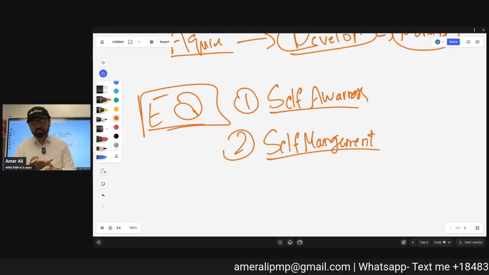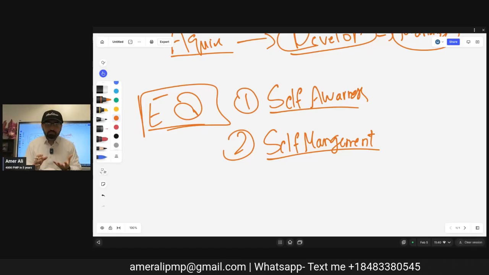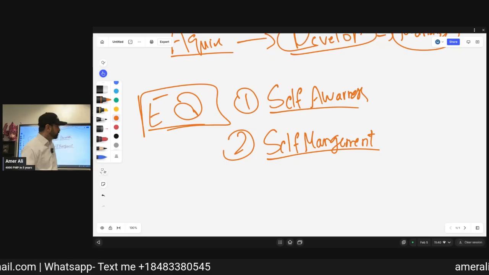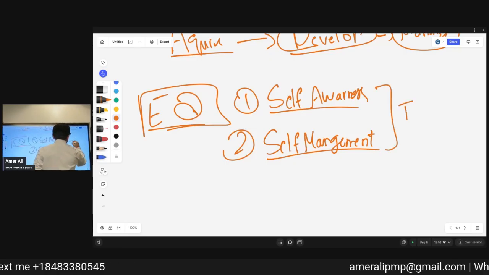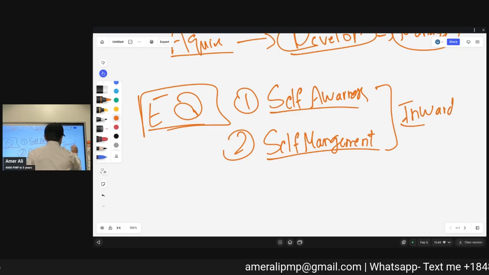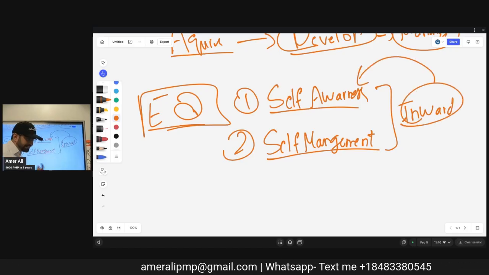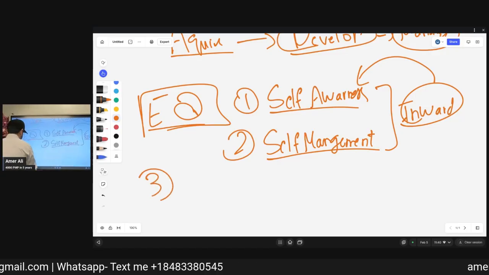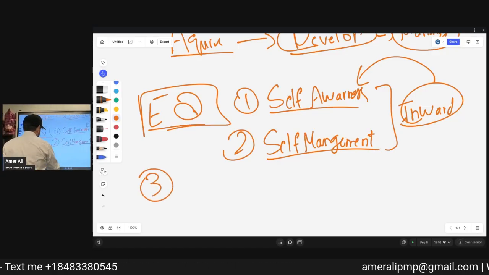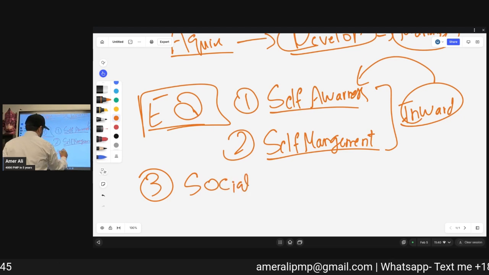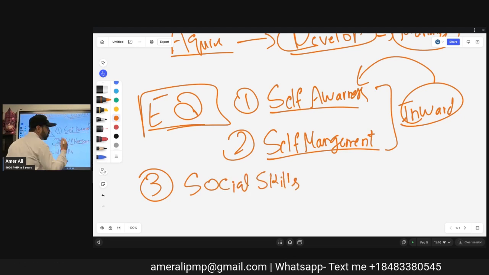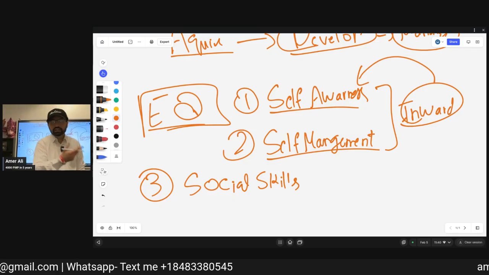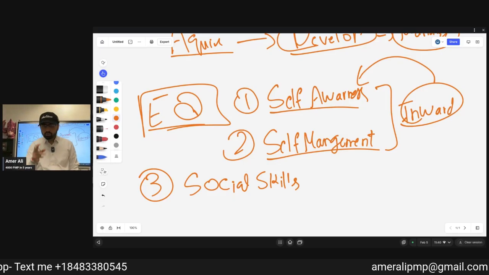Self-awareness, self-management. Now I know myself. Now I can manage myself. Both of these are inward, inside. You know yourself. The next thing is the third part: now it is social skills. That is how to talk to anyone, how to influence anyone, how do you make decisions, etc. It comes here. Third thing, not the first, not the second.